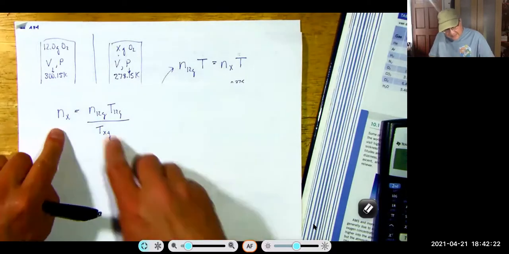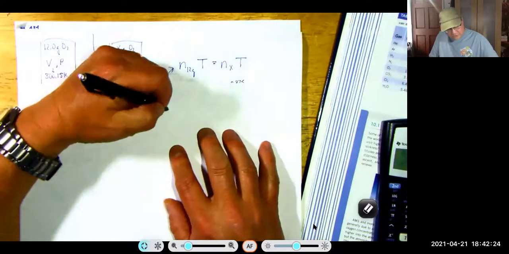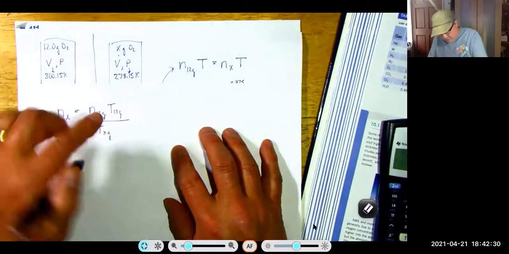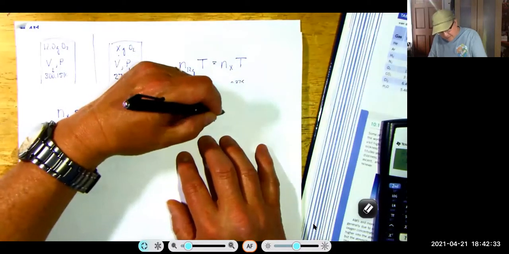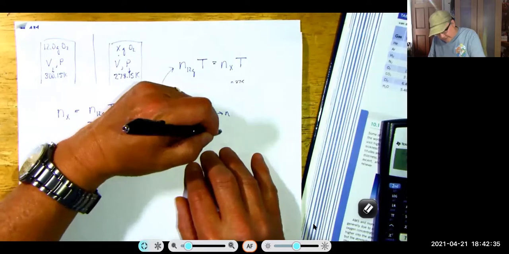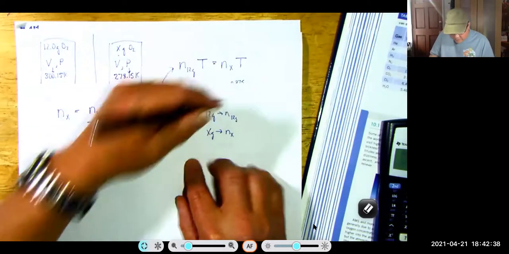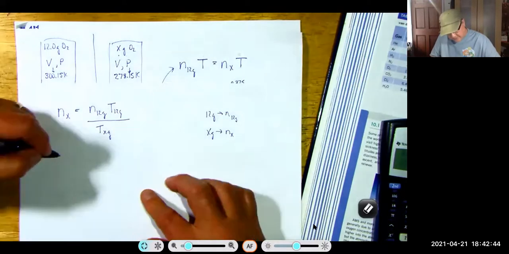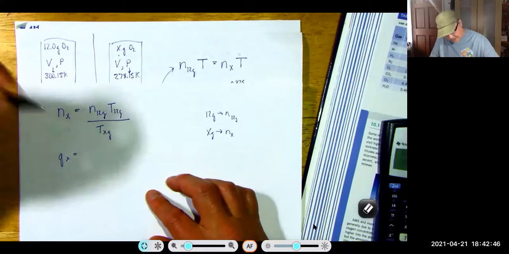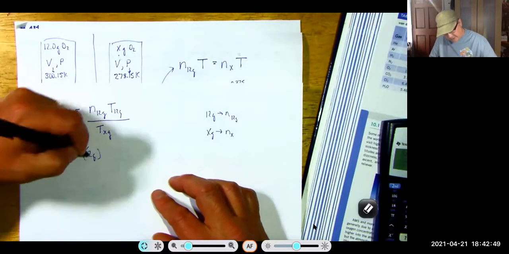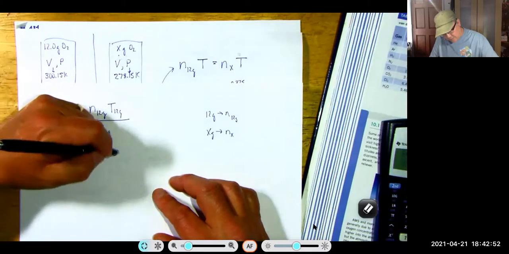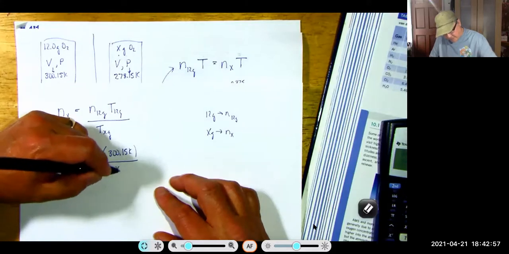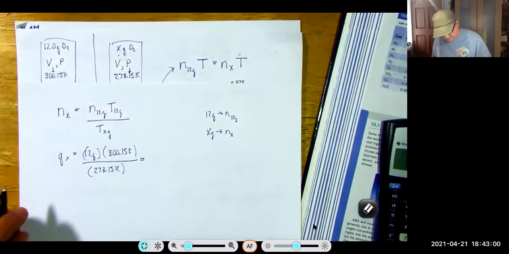But this N of X and N of 12 grams is going to be proportional to the actual grams, right? Because here, if you have 12 grams, you're going to get a certain N. And if you have X grams, you're going to get a certain N. And these will be proportionally the same way. So we could have just written here that the grams of X will be the same proportion as 12 grams times the 300.15 K over the 278.15 K. And we're probably going to get 12.9 here also.